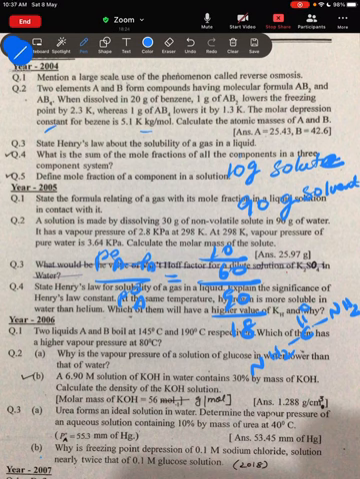So PA you have to find out. P naught A minus PA upon P naught A. P naught A is given. You can find out PA.